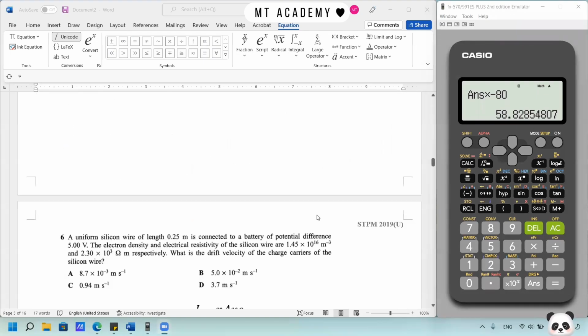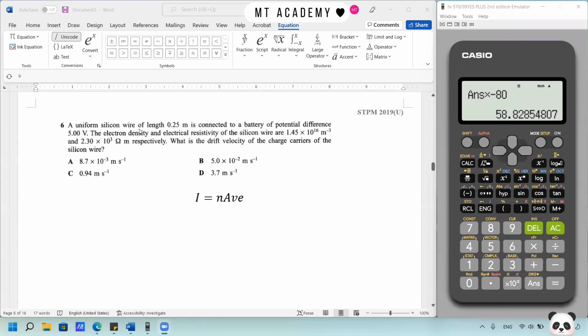So next question, question 6. A uniform silicon wire of length 0.25 meter is connected to a battery of potential difference 5 volt. Electron density and electrical resistivity are given. What is the drift velocity of the charge carrier? We learned about drift velocity and we have the formula I equals nAve. We don't have the current, but we have the voltage, resistivity, and the length. So probably we need to derive from V equals IR, and then we get the value of the resistance.